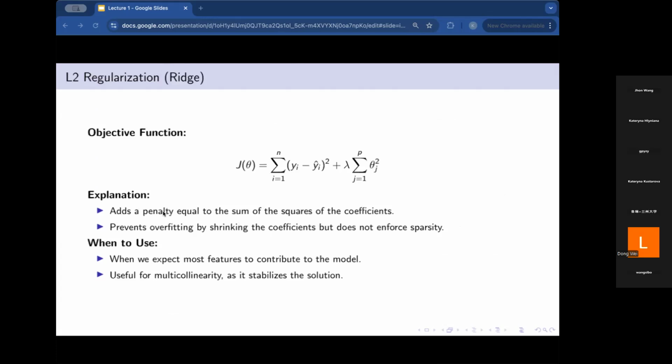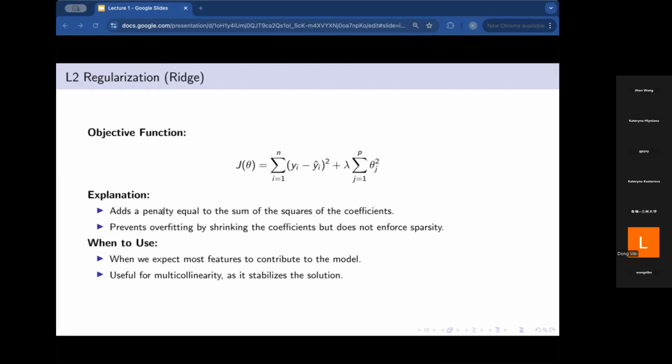Let's take a closer look at regularization, which is a concept for improving the generalization of machine learning models. Regularization helps prevent overfitting, which occurs when a model learns not only the underlying patterns in the training data, but also the noise, leading to poor performance on new unseen data. And there are two main types of regularization, L2 (Ridge) and L1 (Lasso).